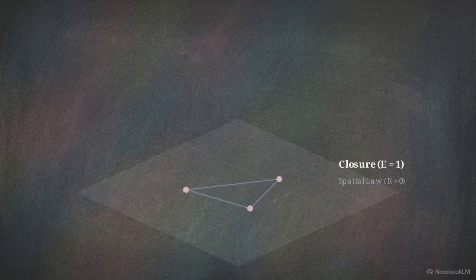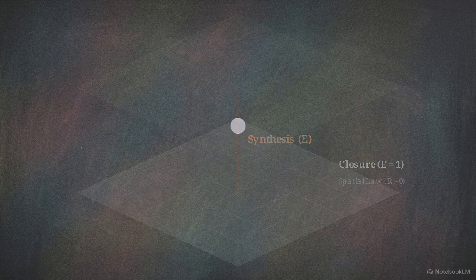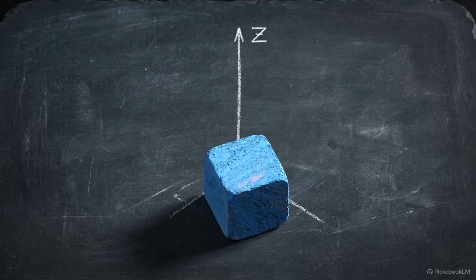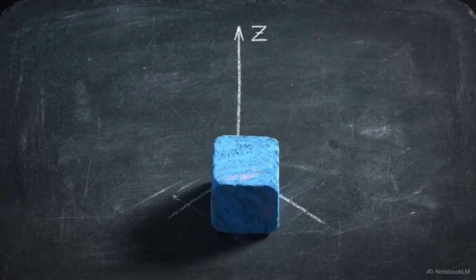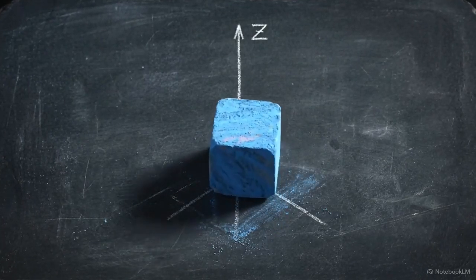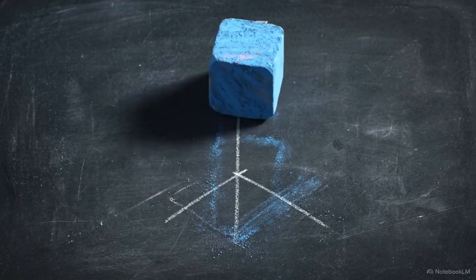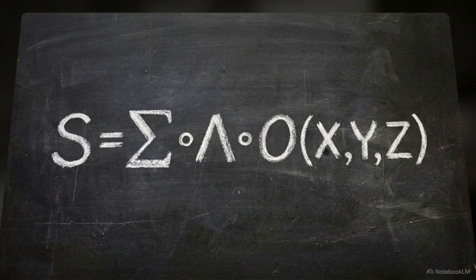Closure triggers a dimensional shift. The locked relationship is synthesized. It moves vertically, becoming a discrete object on a new processing plane. Horizontal movement is the pursuit of meaning. Vertical movement is the crystallization of that meaning into a distinct systemic object. This sequence of operations forms Aurora's master equation for emergence.